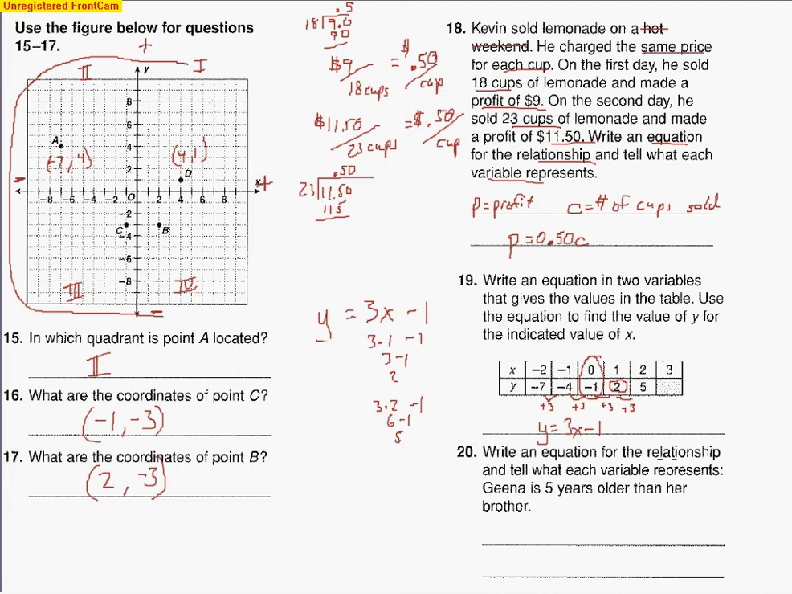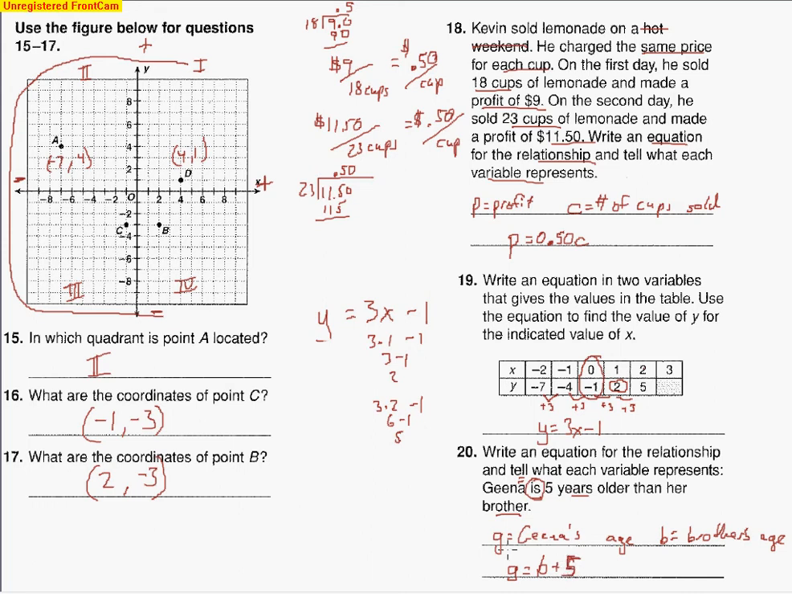Write an equation for the relationship that tells what each variable represents. Gina is 5 years older than her brother. So G is going to equal Gina's age. And we'll go with B equals brother's age. So let's write the equation. Gina is, means equals right here, 5 years older than her brother. So B, her brother's age, plus 5 years. There's my equation.